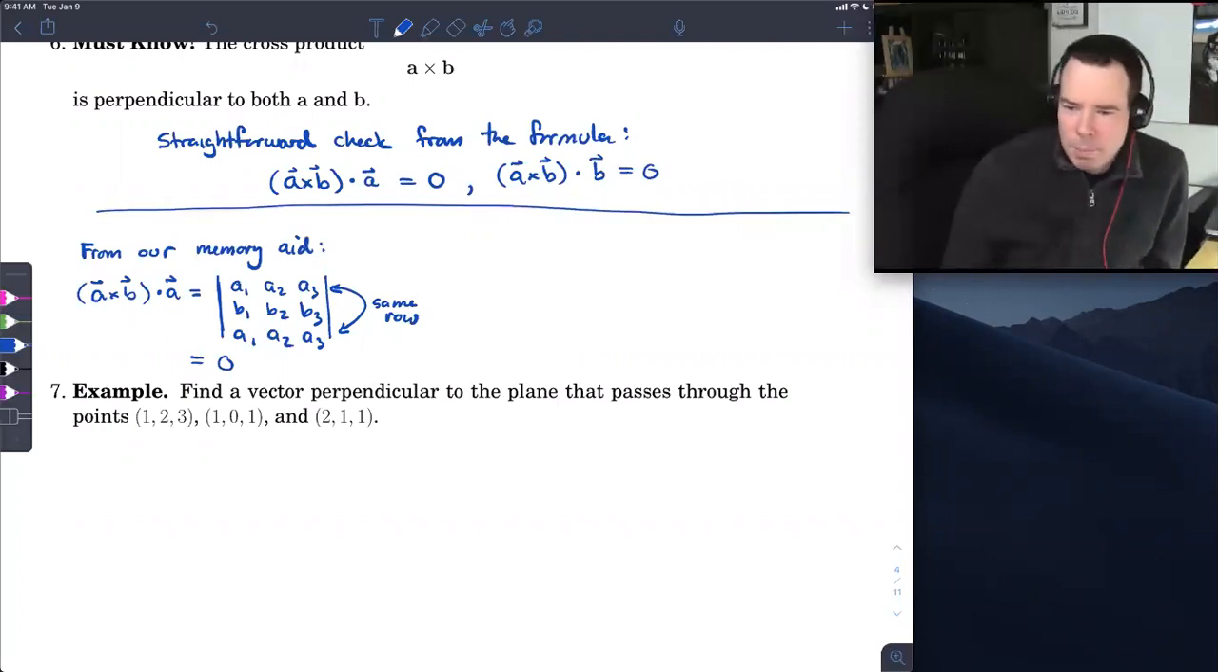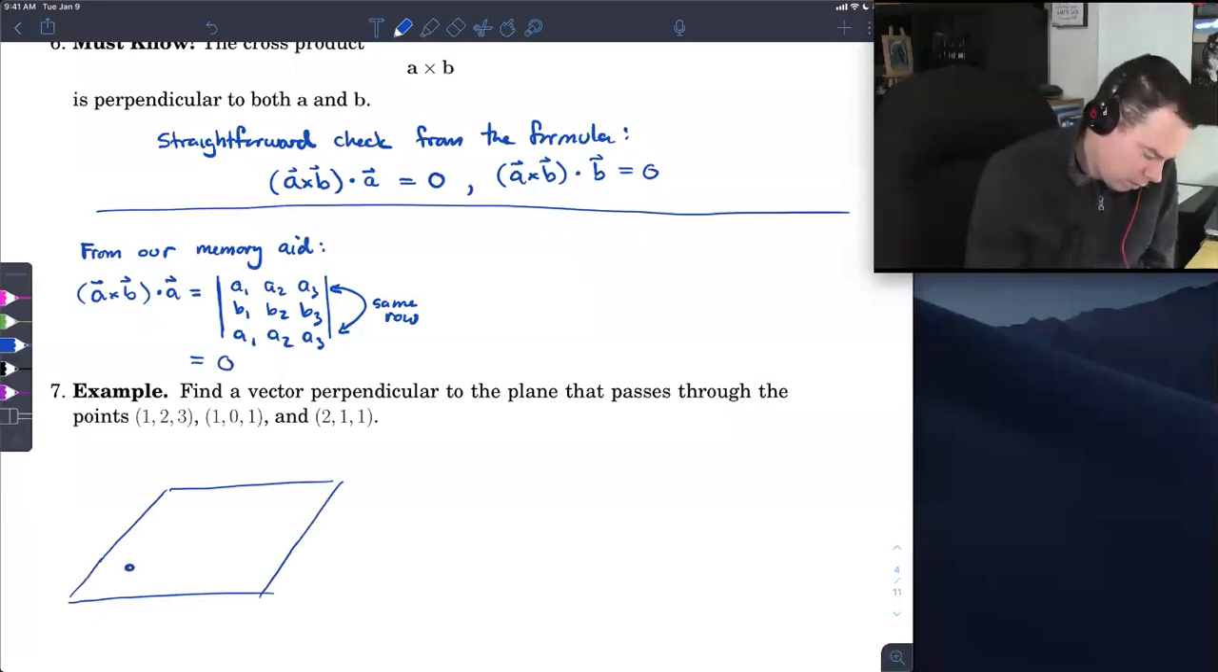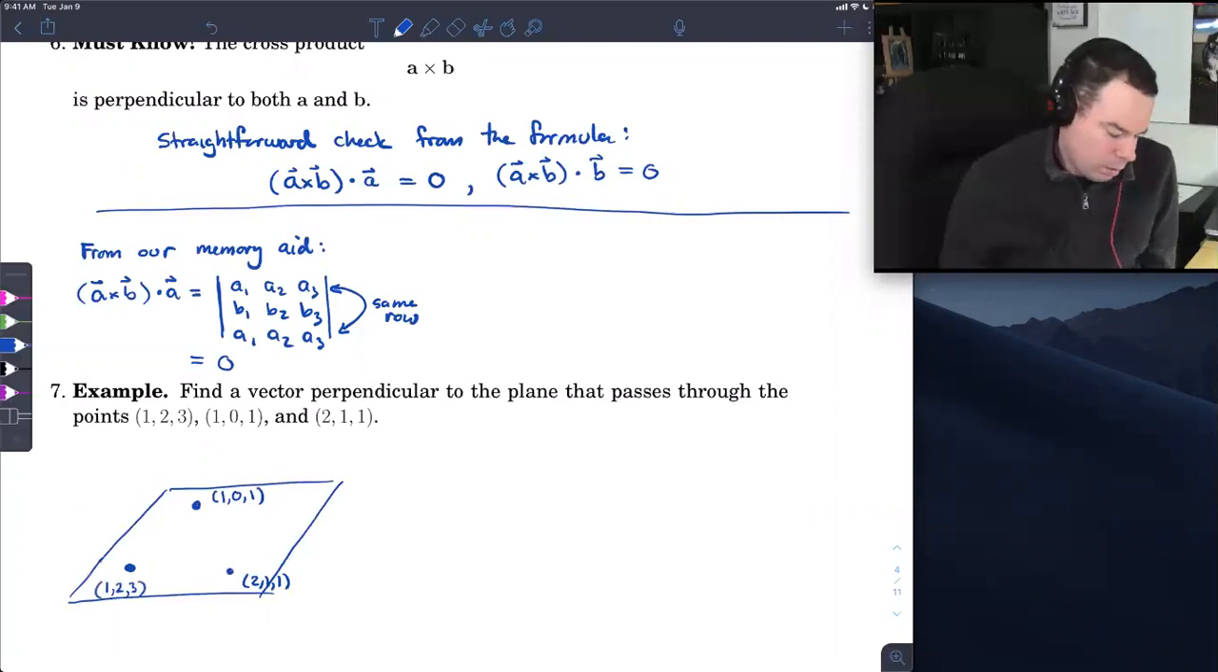Okay, so find a vector perpendicular to the plane that passes through these 3 points. So the idea is we've got this plane in space, and we've got 3 points on it. So 1, 2, 3 is the first point. We've got another point, which is 1, 0, 1. And we've got another point, which is 2, 1, 1. And I want to find a vector that's perpendicular to the plane that passes through these 3 points.